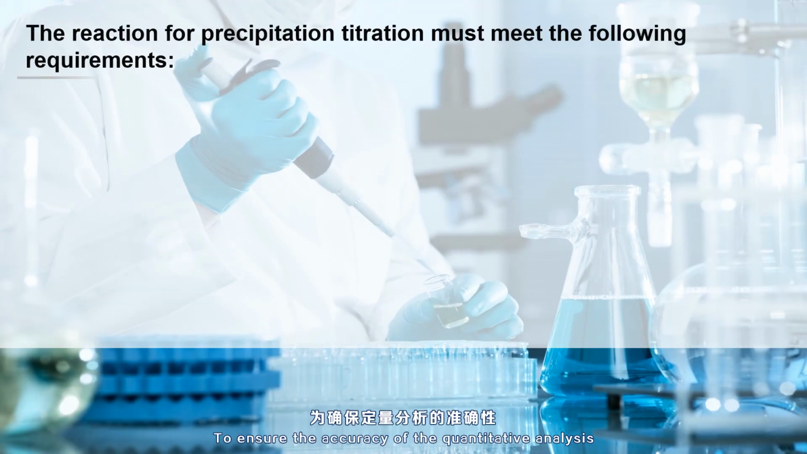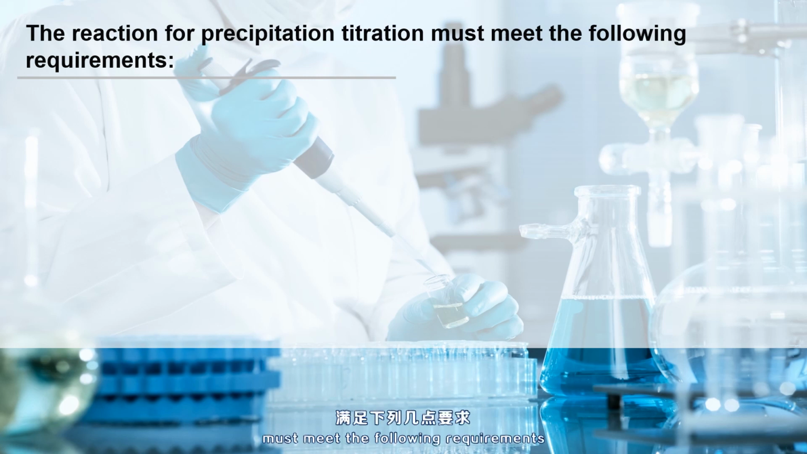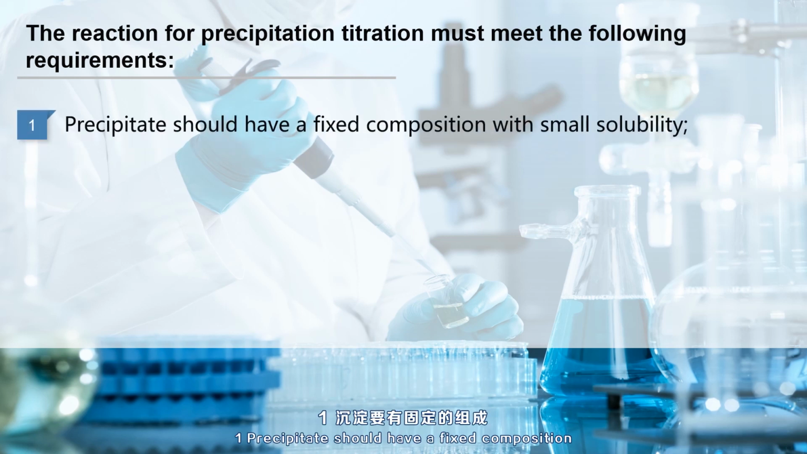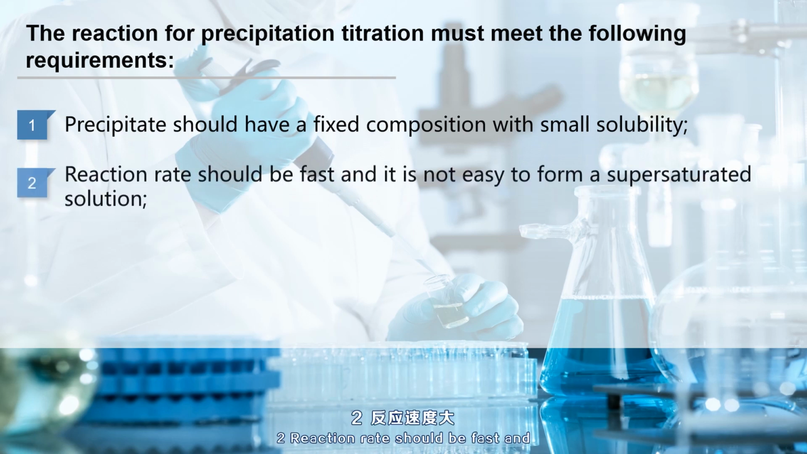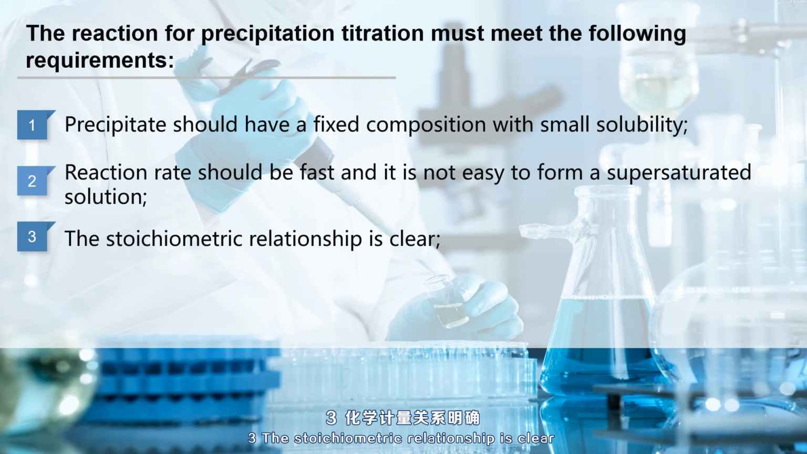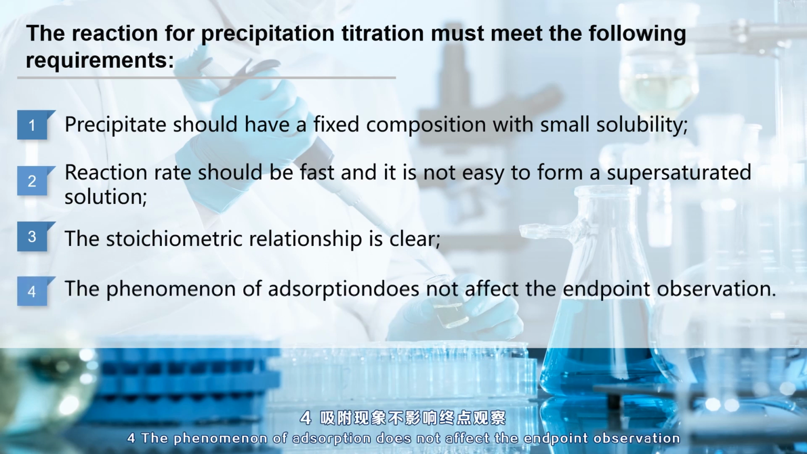To ensure the accuracy of the quantitative analysis, the reaction for precipitation titration must meet the following requirements. First, precipitate should have a fixed composition with small solubility. Second, reaction rate should be fast and not easy to form a supersaturated solution. Third, the stoichiometric relationship is clear and there is a suitable indicator for indicating the endpoint. Fourth, the phenomenon of adsorption does not affect the endpoint observation.